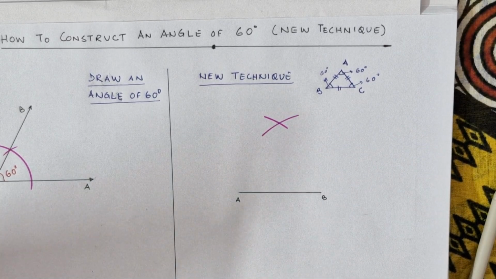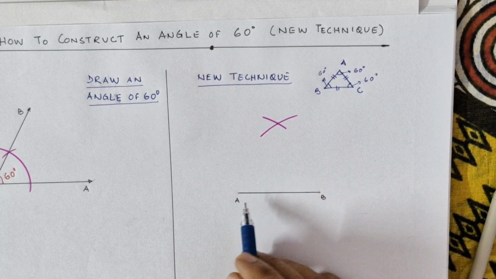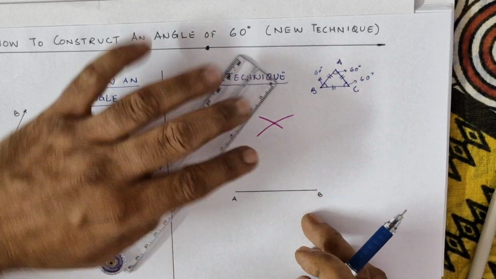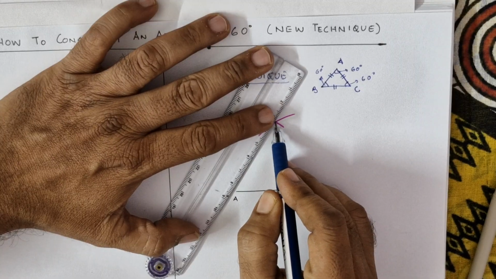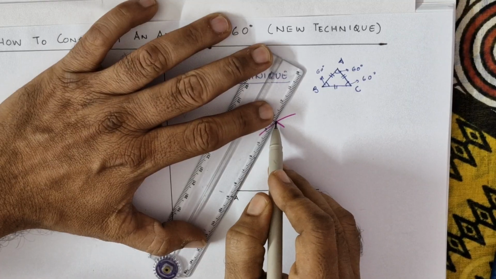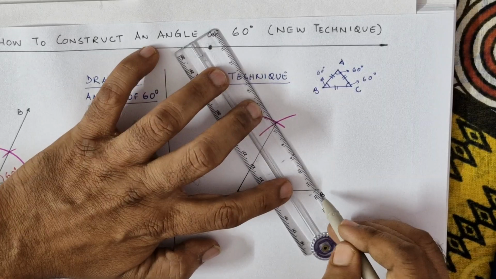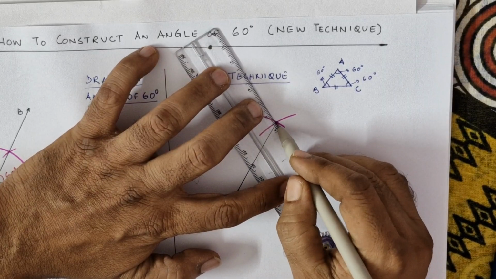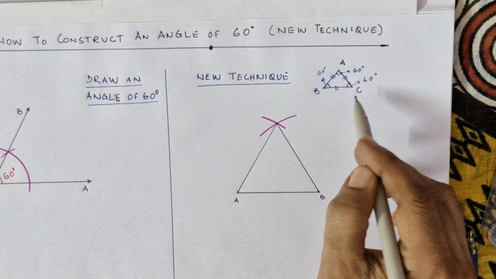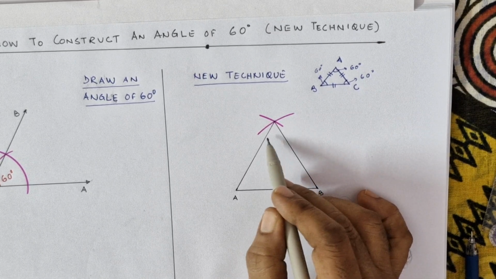Got it? So if the teacher asks you to draw a 60-degree angle on both sides of a given line segment, you can do it in this way. So let's say I join this one, and I also join this one. So this is B. Now, this is an equilateral triangle where all the sides are equal. So evidently what will happen?